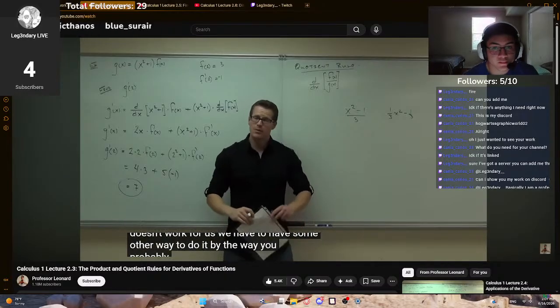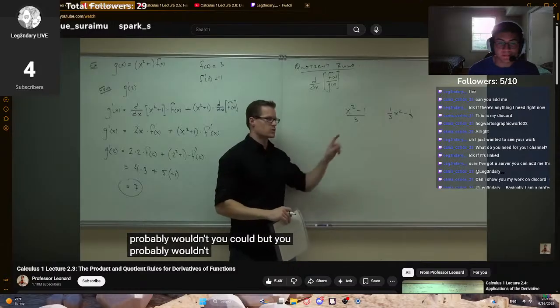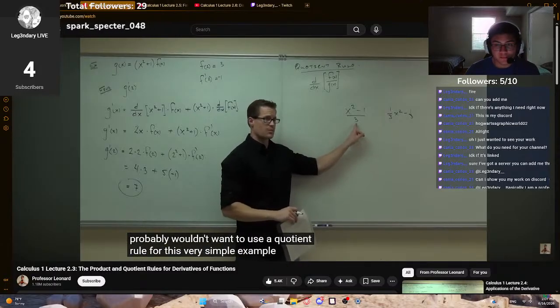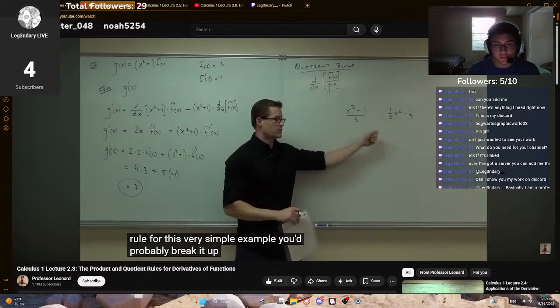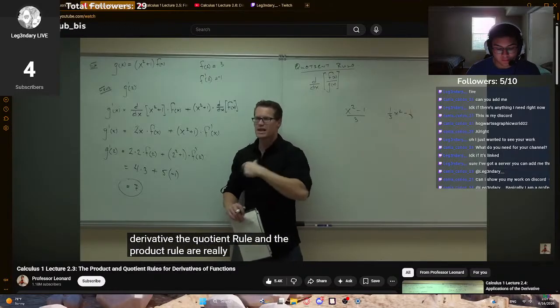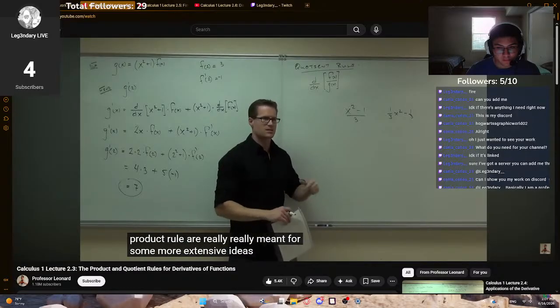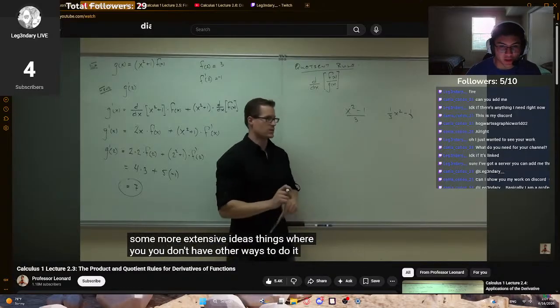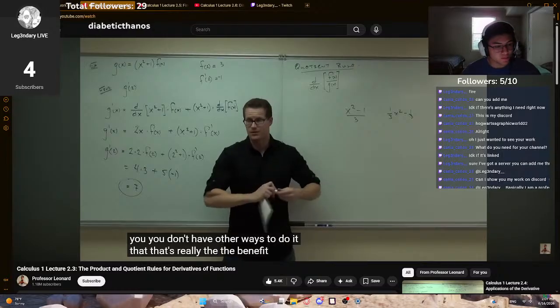By the way, you could use a quotient rule for this very simple example, but you probably wouldn't want to. You'd probably break it up, just like I did here, and then take a very easy derivative. The quotient rule and the product rule are really meant for more extensive ideas, things where you don't have other ways to do it. That's really the benefit of these rules.